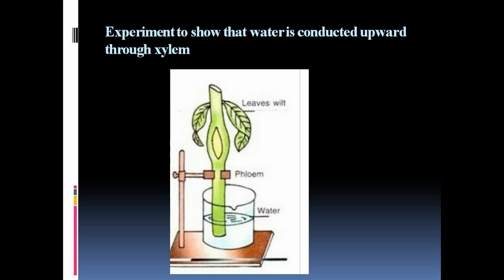Why? Because with no water, the cells in the leaves will become flaccid. They will lose their turgidity. They will become flaccid due to no water, as we have taken out the xylem, and the leaves will wilt, and ultimately the leaves will die due to no water.